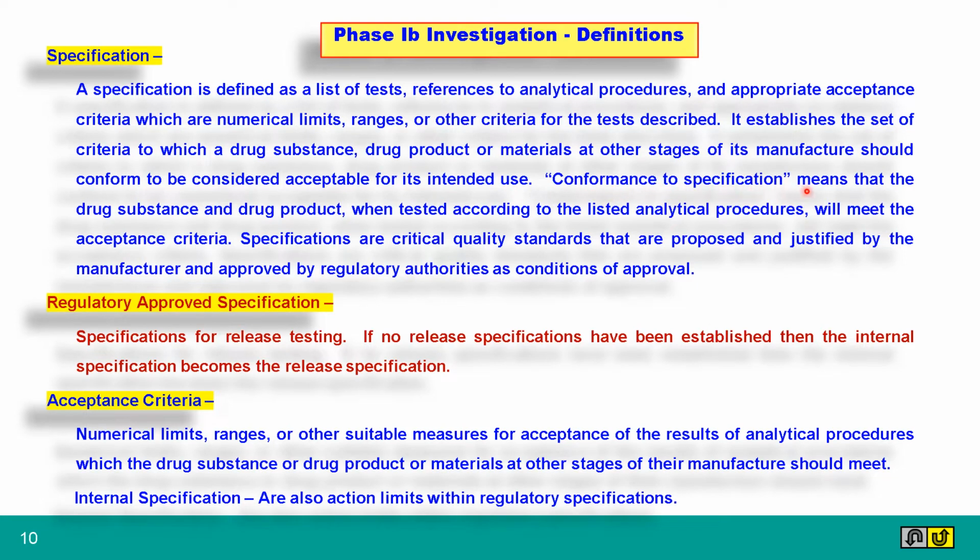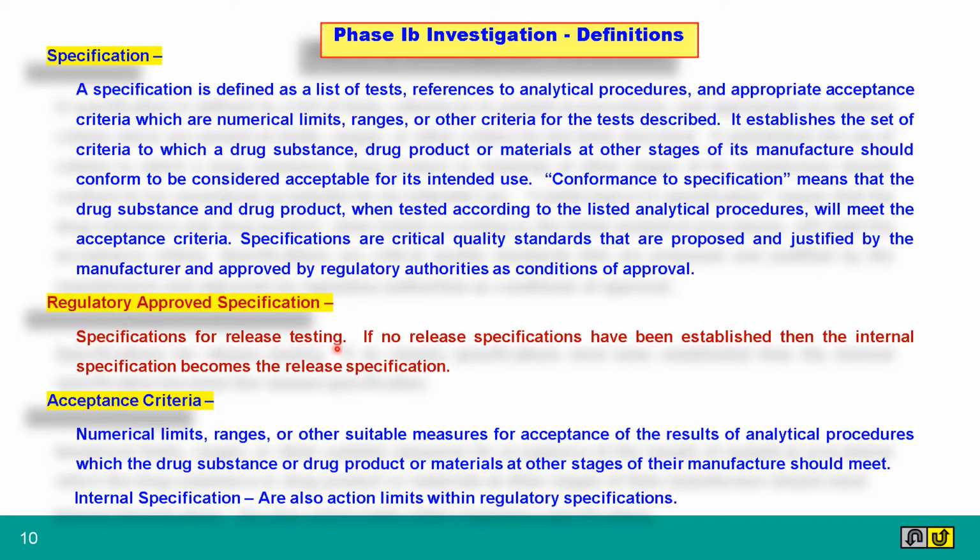Conformance to specification means that the drug substance and drug product, when tested according to the listed analytical procedures, will meet the acceptance criteria. Specifications are critical quality standards that are proposed and justified by the manufacturer and approved by regulatory authorities as conditions of approval. Regulatory approved specification.